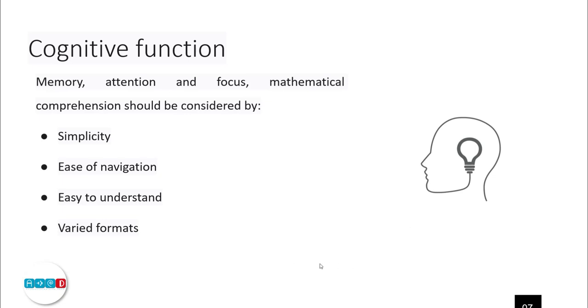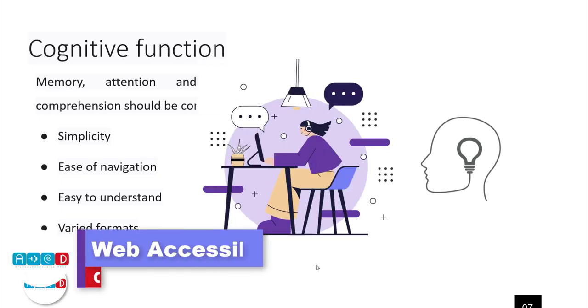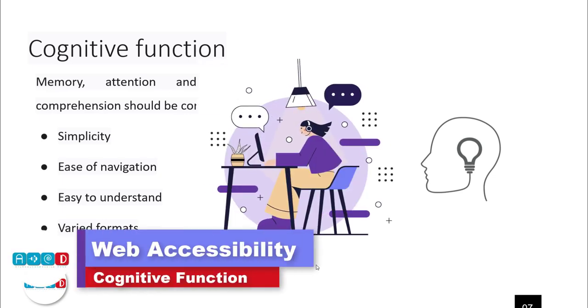You can also make use of flashcards and different ways to make your content interactive or interesting, so that people can have some form of retention and comprehension of the topic under discussion. So, this is it for cognitive function in web accessibility, focusing on the factors to consider when making your web content accessible. Thank you.